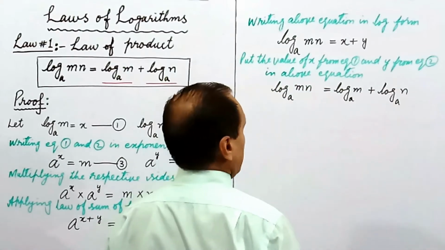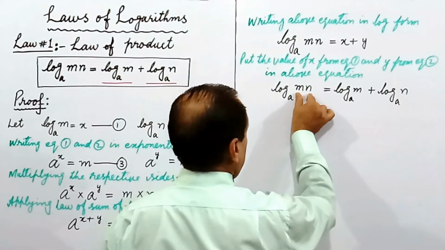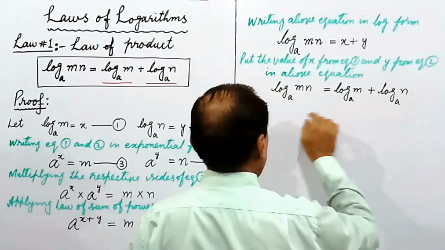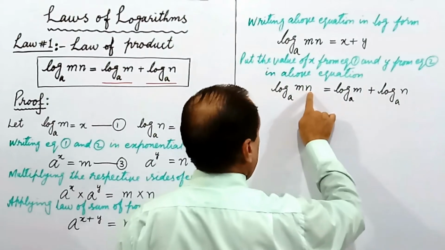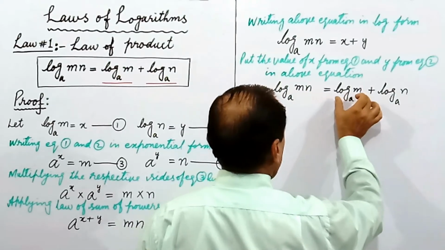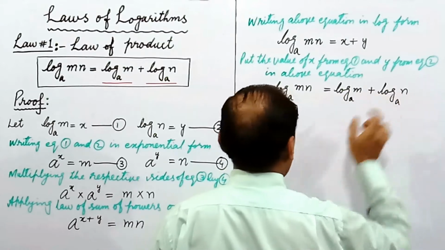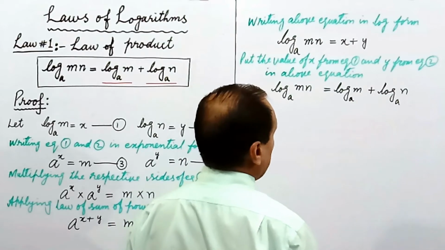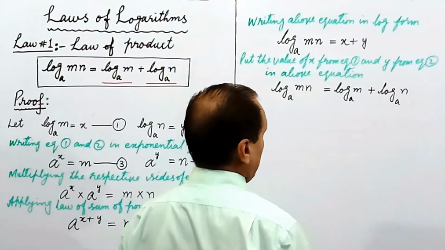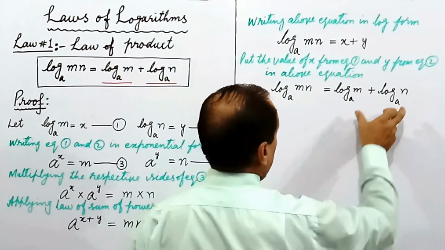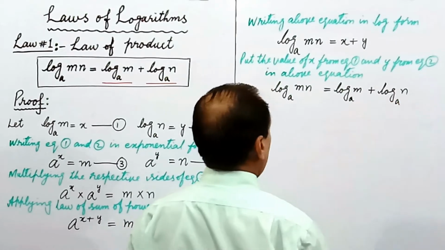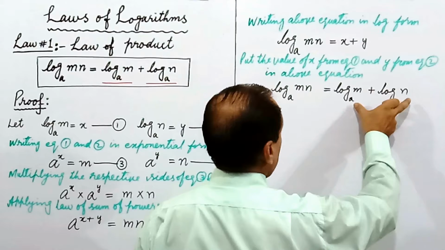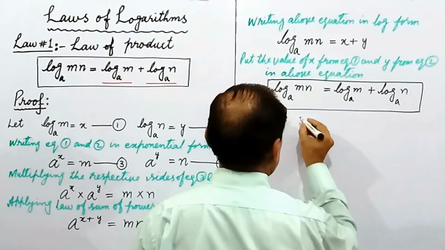And what we observe? We observe that the product is transformed into the sum of two distinct logs. Mean the product of log m and n is transformed into the sum of log m and log n. So we can apply this first law on the problems of multiplication, problems to find the product, simply by the sum of the logs. We can solve the problems of product by simply converting into the sum of the logs. Hence it is proved.